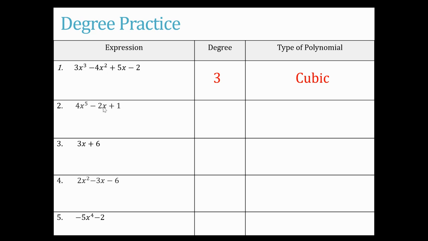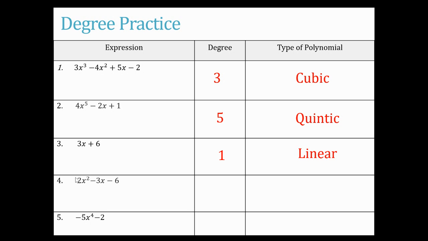Example number 2. The highest exponent here is 5. So that means the degree is 5, and we consider that a quintic polynomial. Let's take a look at example number 3. We don't see any exponents here, but we know that there is that invisible 1 right there. So the highest exponent here is 1, so we call this linear.